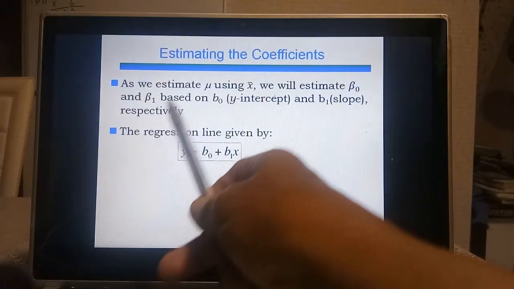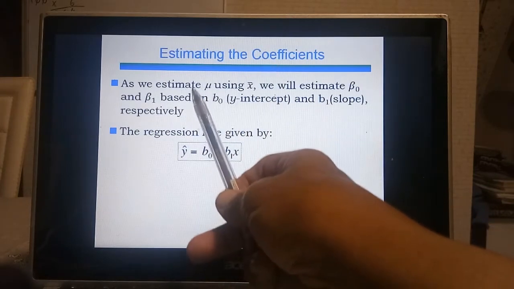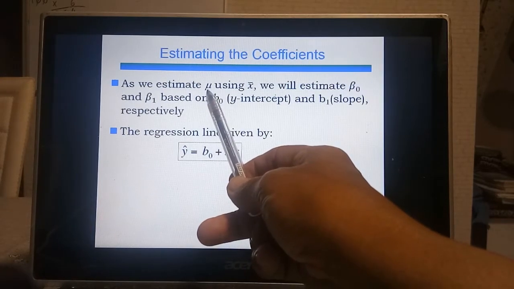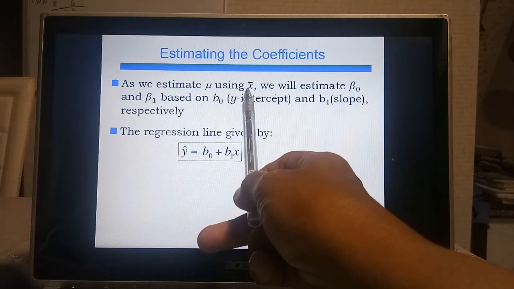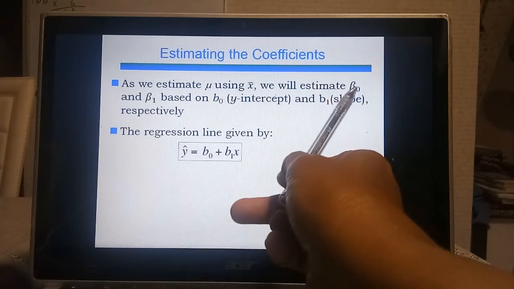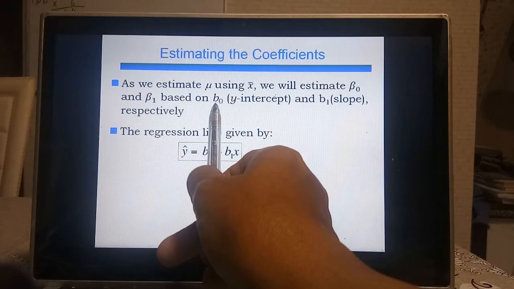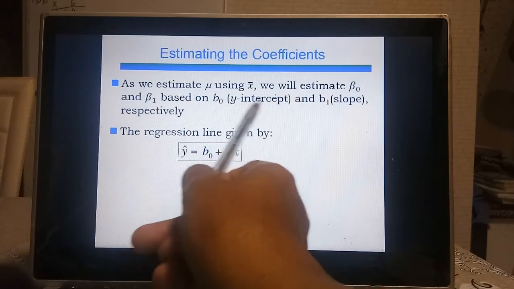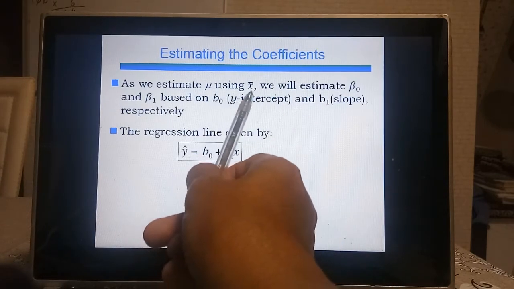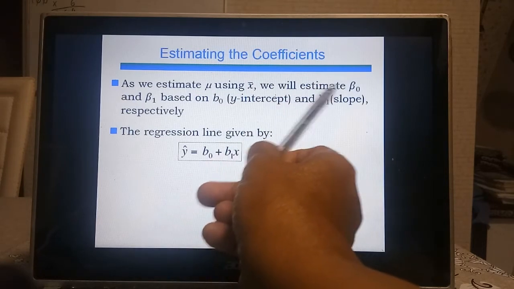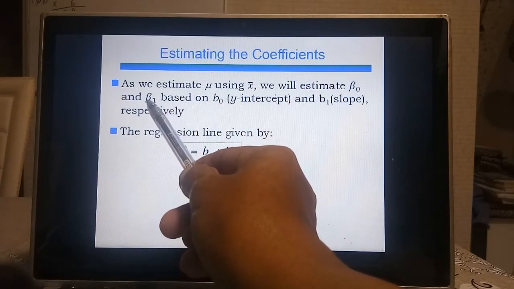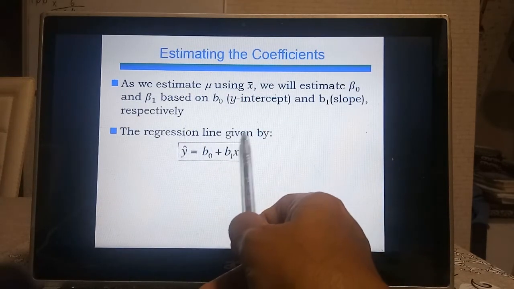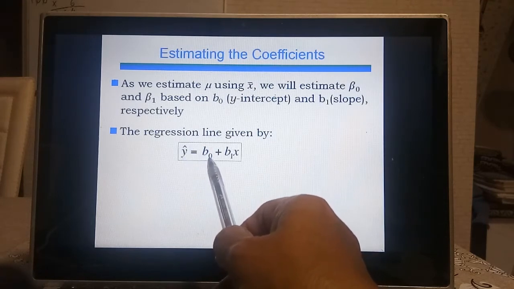So, konsep estimating the coefficient ni sama macam konsep we estimate mu using X bar. Kita estimate mean bagi population menggunakan X bar, mean bagi sampel, sama juga. So, we will estimate beta naught and beta 1 based on b0 daripada y-intercept and b1 daripada slope line tersebut. So, yang ni daripada sampel, kita guna ni untuk mewakili y-intercept dan juga slope untuk actual data. So, the regression line given by y equal to b0 plus b1x.